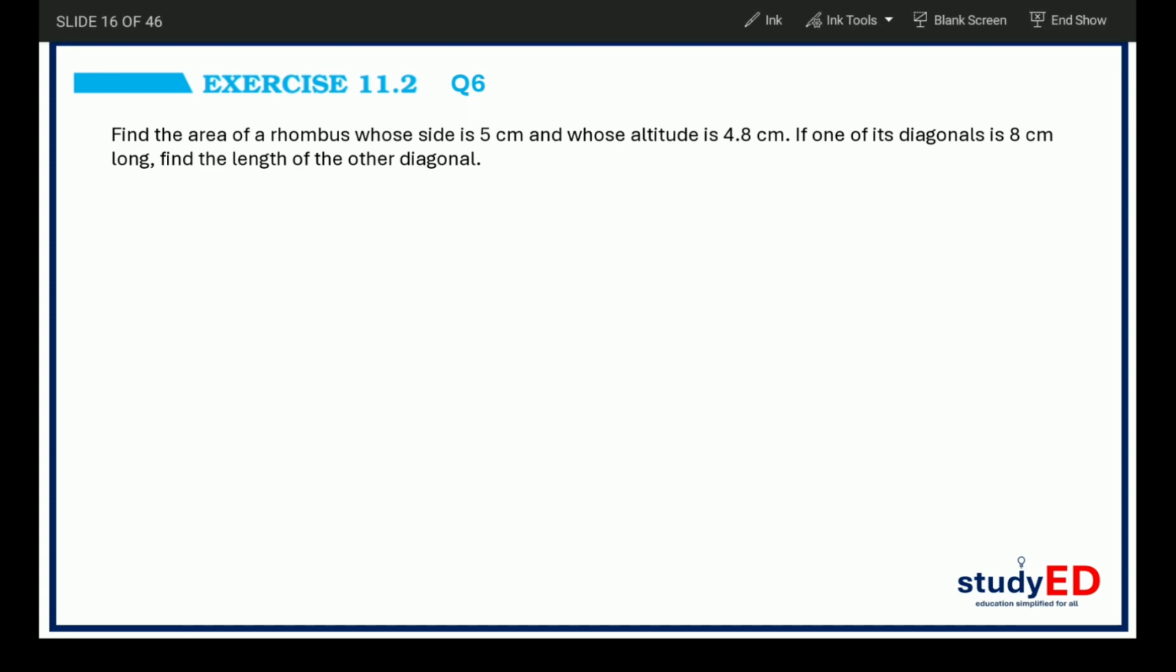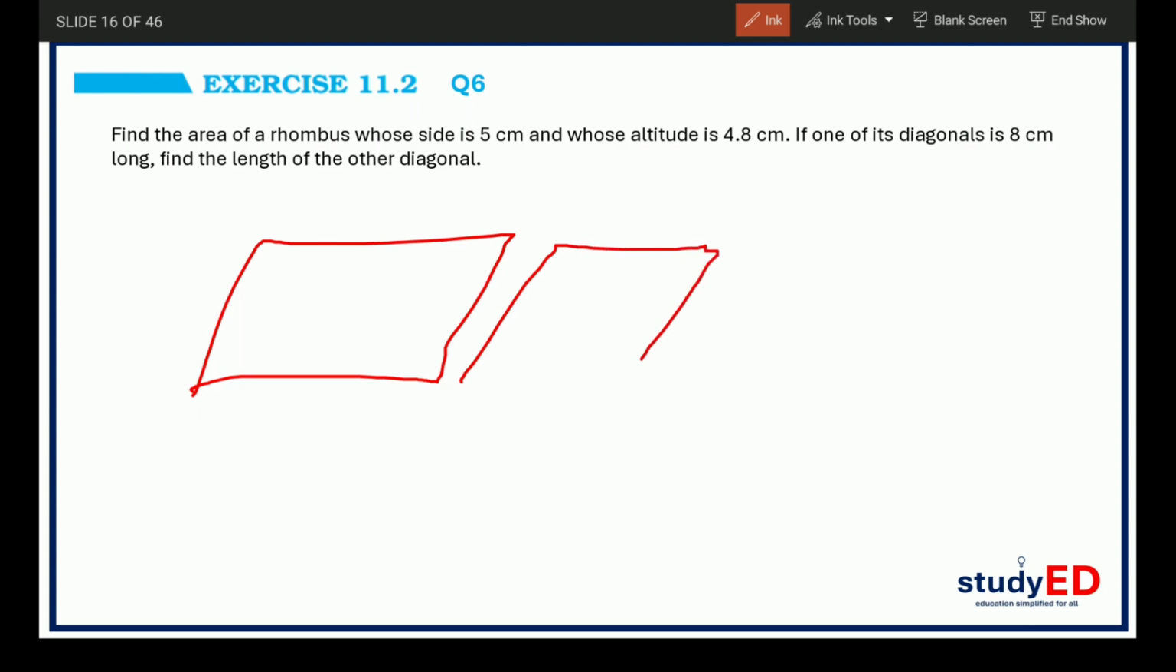Find the area of a rhombus whose side is 5 centimeters and whose altitude is 4.8 centimeters. One of the diagonals is 8. Find the length of the other diagonal. Alright. As you all know, a rhombus is a type of parallelogram as well. Let's take, this is a parallelogram and a rhombus is all with equal sides. Somewhat like this.